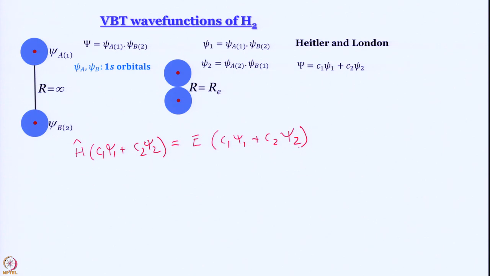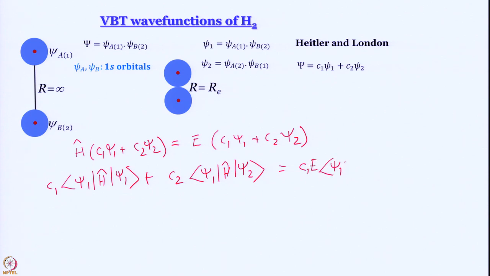is we left multiply by this psi 1 and integrate over all space. So, what do I get then? Integral psi 1 H psi 1, and C 1 comes out, plus C 2 integral psi 1 H psi 2 is equal to C 1 E integral psi 1 psi 2 plus C 2 E. I am taking E to be a constant on the right hand side, because E is the eigenvalue. Even though we cannot solve it and find it, well, it is there. So, we just take it out. Integral, oh, what did I do? Sorry. First one is wrong.